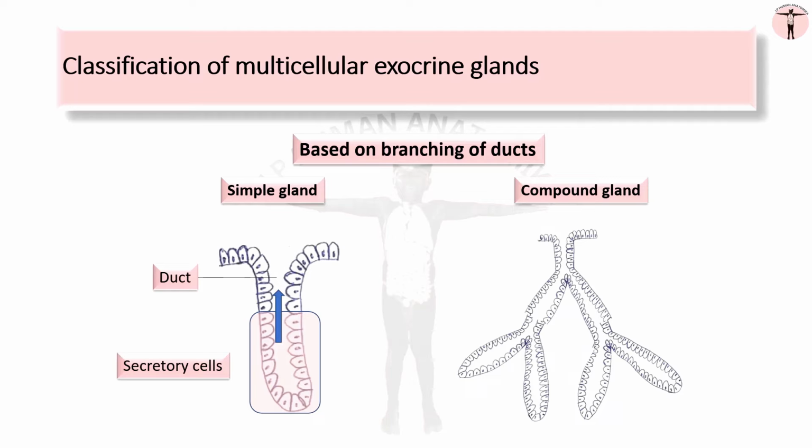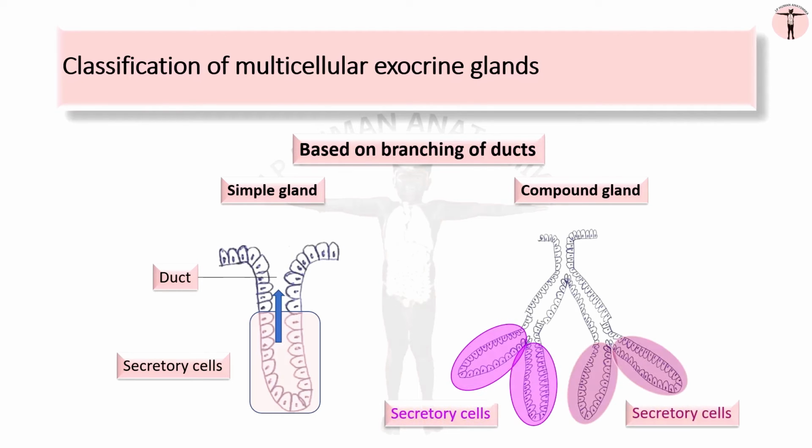In compound glands, there are a number of groups of secretory cells, each group discharging into its own duct. These ducts unite to form larger duct that ultimately drain onto an epithelial surface through a single duct. These types of glands are present in parotid gland and pancreas.